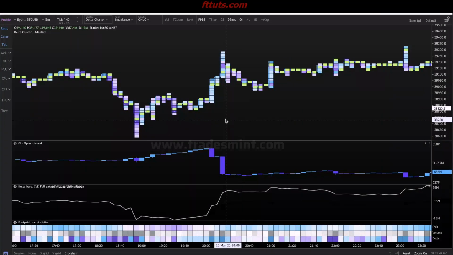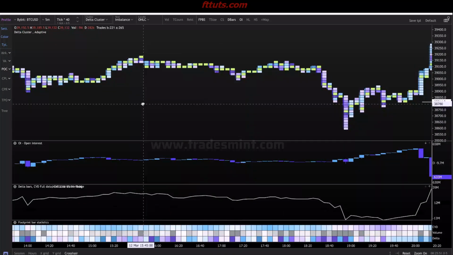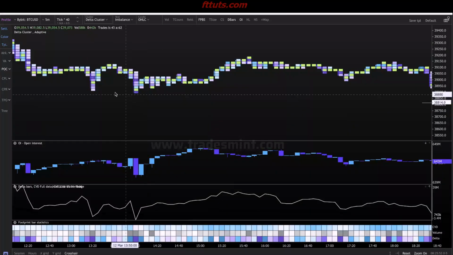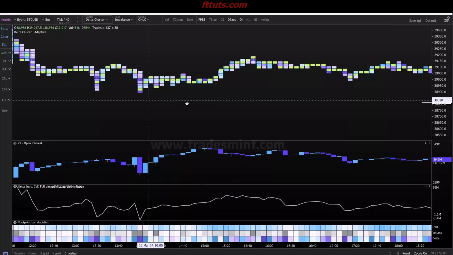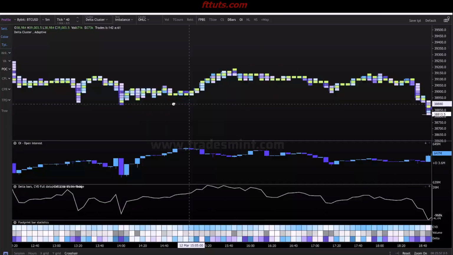Let's see if we can find any other examples of absorption here. Let's try and see if we can find a short.